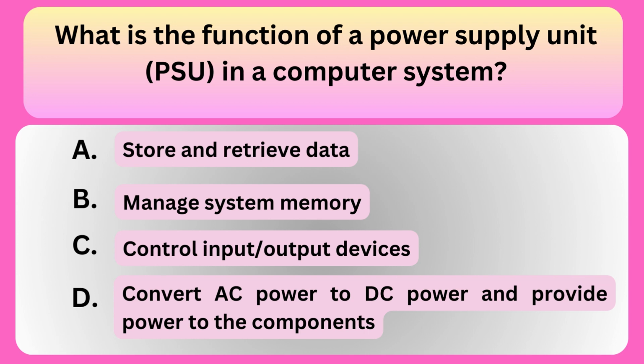What is the function of a power supply unit in a computer system? Store and retrieve data, manage system memory, control input or output devices, convert AC power to DC power and provide power to the components. And the right answer is convert AC power to DC power and provide power to the components.